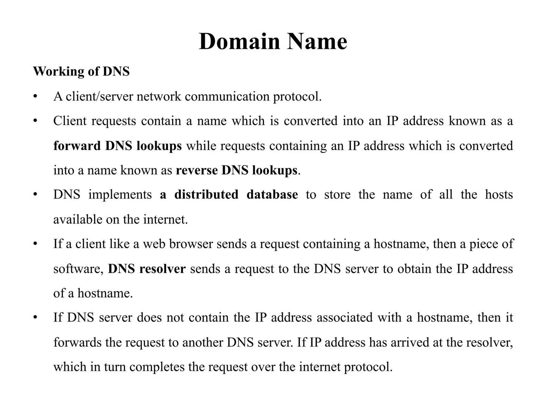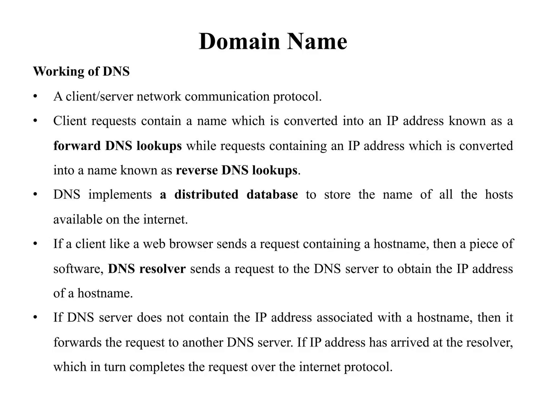DNS implements a distributed database that stores the names of all the hosts available on the network. Distributed data means storing the names of all the hosts available on the internet. If a client, like a web browser, sends a request containing a host name, then a piece of software, the DNS resolver, sends a request to the DNS server for the IP address of the host name. If a DNS server does not contain the IP address for the host name, then it forwards the request to another DNS server.